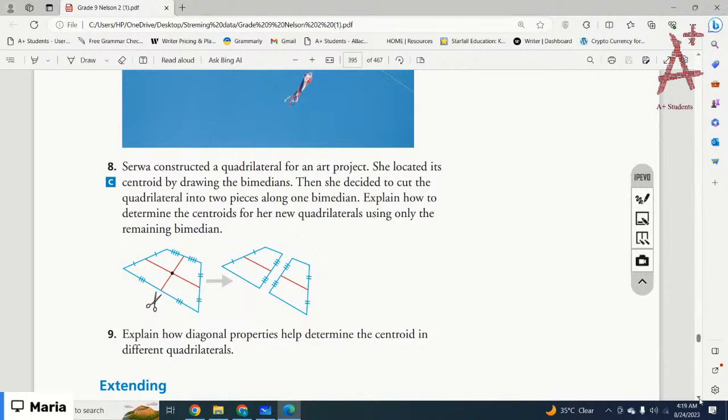So she has cut a quadrilateral along a bimedian, right? Then half of the bimedian remains as a bimedian of the new figure. So to find the centroid, we need to find another bimedian of the new figure: find the midpoints of the opposite sides and connect them. The intersection with the already existing bimedian is the centroid for the new figure, right?